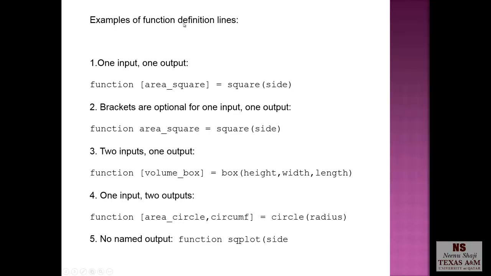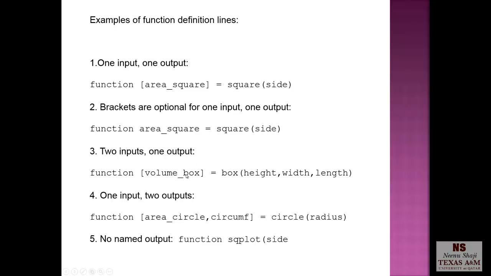Here are some examples of function definition lines. First one, where you have one input and one output. Second, here the brackets are optional for one input, one output. So function, and then just the name of the output, equals square of side. So side is the input. Then two inputs and one output.